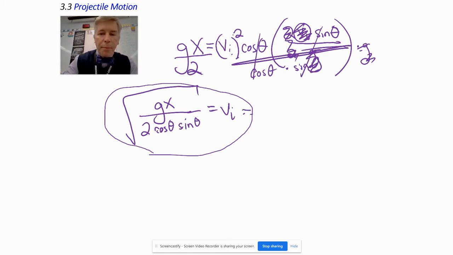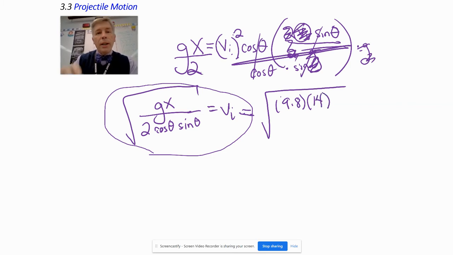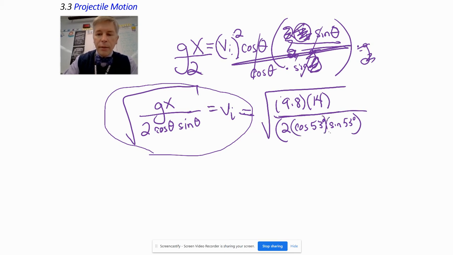I have all this information, so I should be able to find VI. I plug in my numbers, plug in 9.8. In this case, they're shooting at 14 meters. That's how far it is from the half court line to the basket, over 2 times the cosine of 53 degrees times the sine of 53 degrees. Now, I would treat this as all one thing, so I would do everything in the denominator down here, I would do everything in the numerator and then divide it. Or if you have a nice little scientific calculator like this, you can put it in and it'll work it out.